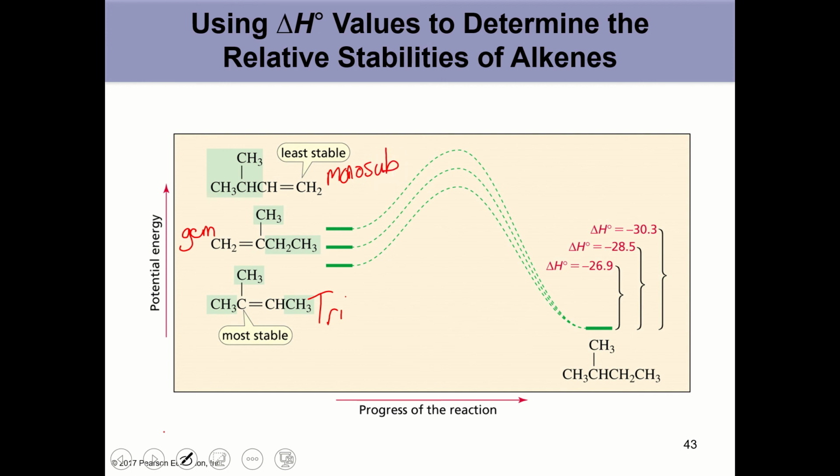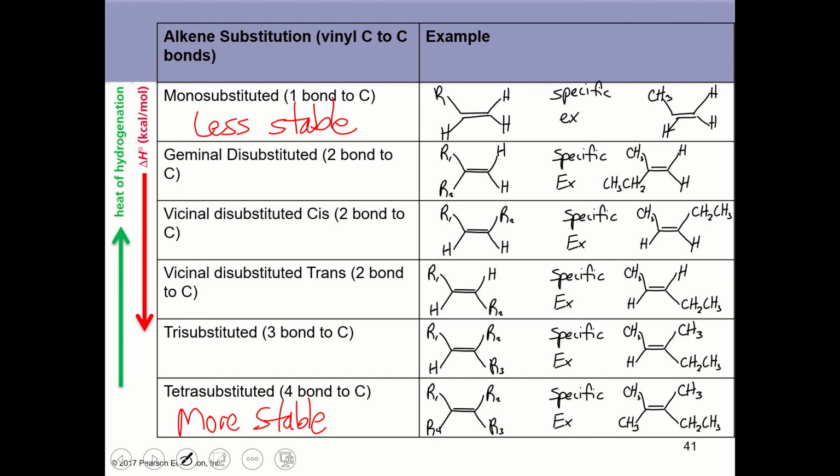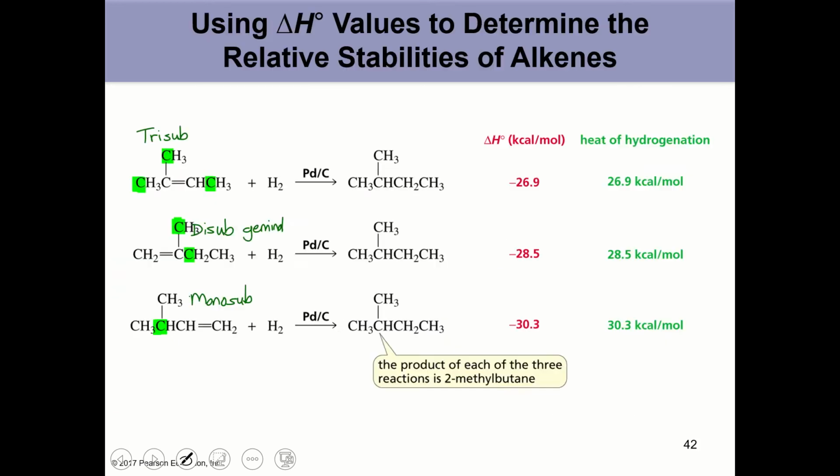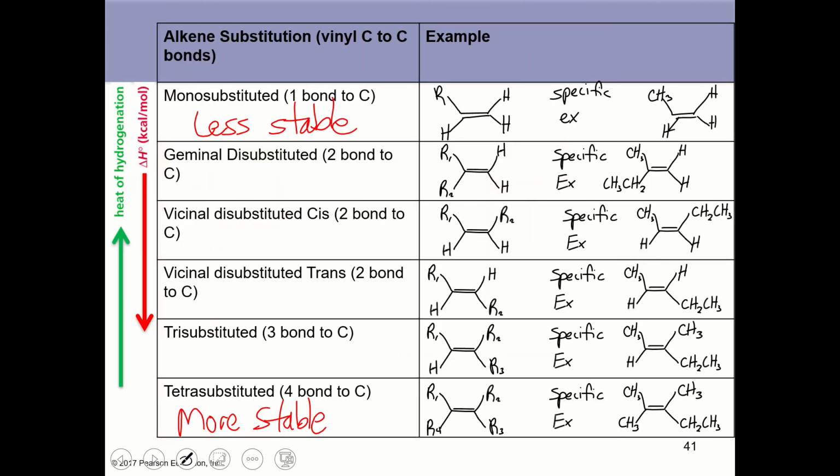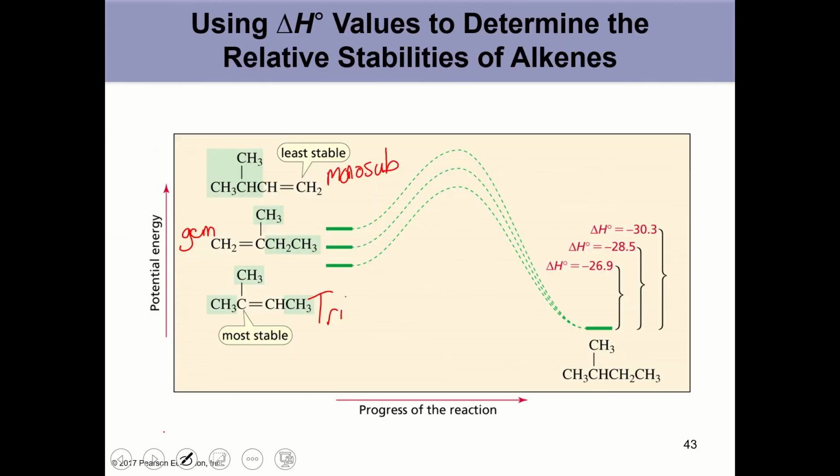So they only give you 3 examples, but the exhaustive table shows all of the possibilities: mono-substituted, geminal, vicinal cis, vicinal trans, tri-substituted, and tetrasubstituted. And this order will hold true for this graph. If we were to put them all in the graph, they would be in the same order that I have put them on the table, with the mono-substituted at the highest energy and the tetrasubstituted at the lowest energy.